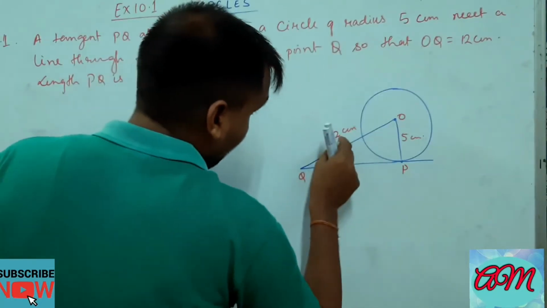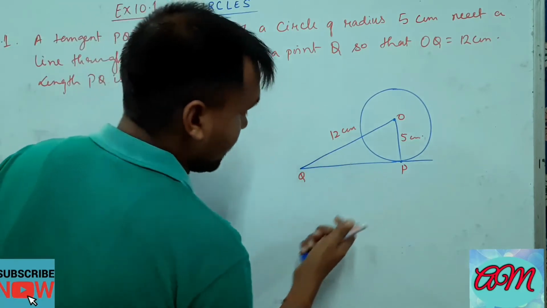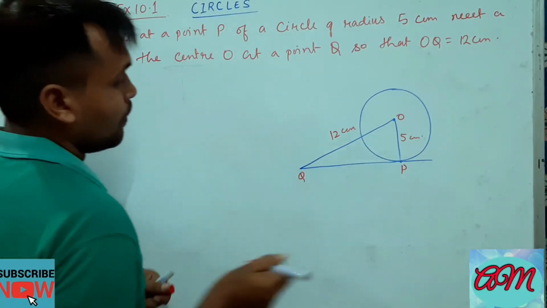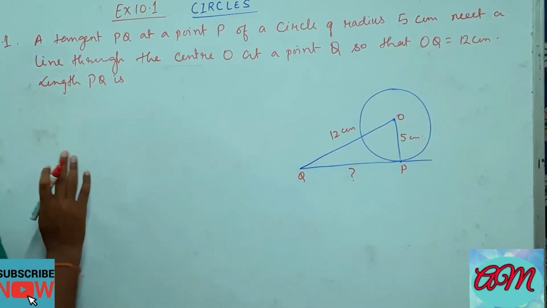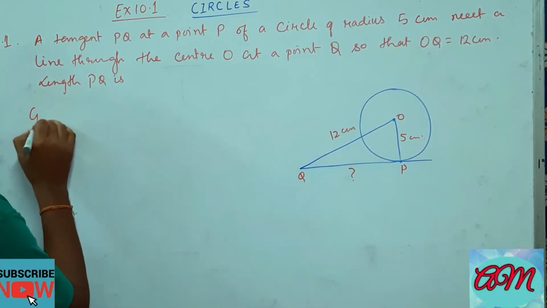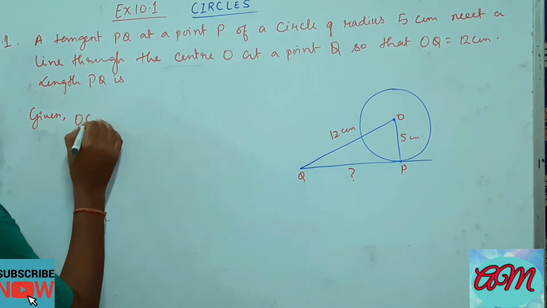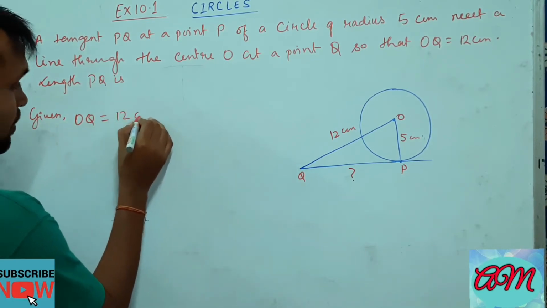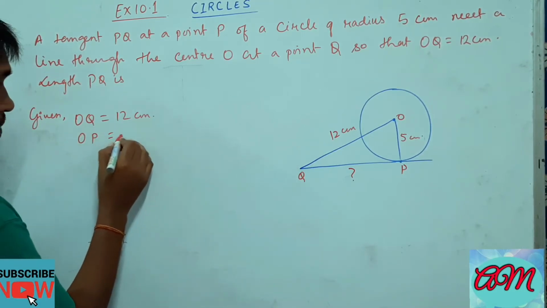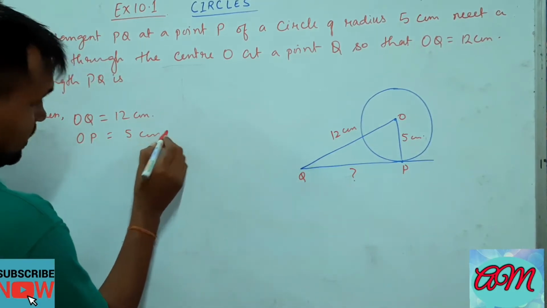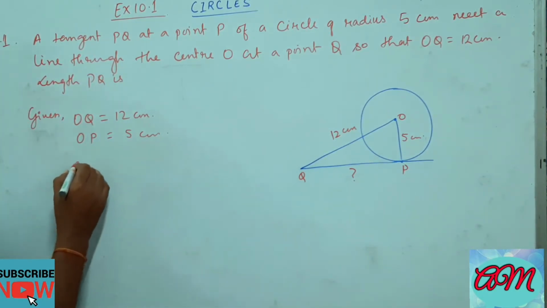So this OQ, the value is how much? 12 centimeter. The length of PQ is, so they are telling us to find out the length of PQ. Okay, so one thing is for sure, we know, given, we will write it here, given, what is given here? OQ equals 12 centimeter. Clear? OP equals 5 centimeter. These things are given.